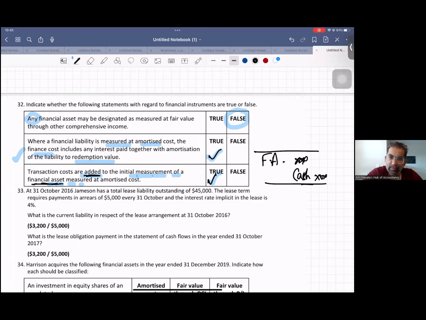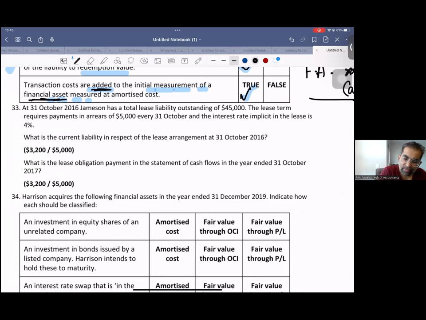Now next. At 31st October 16, Jameson has a total lease liability. See the words total lease liability, the last column. You remember all the columns of the LAS, the lease amortization schedule. So this is about the last column. At 31st October 16, Jameson has a total lease liability outstanding of 45,000. The lease term requires payments in arrears of 5,000. Arrears means at the end of each year, every 31st October. The interest rate implicit in the lease is 4%.